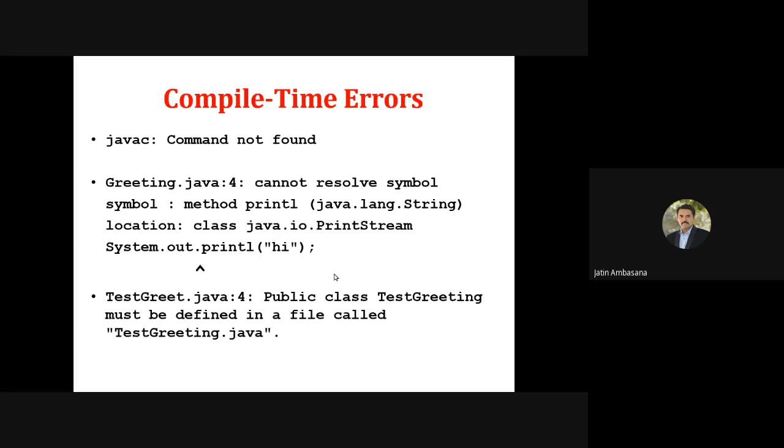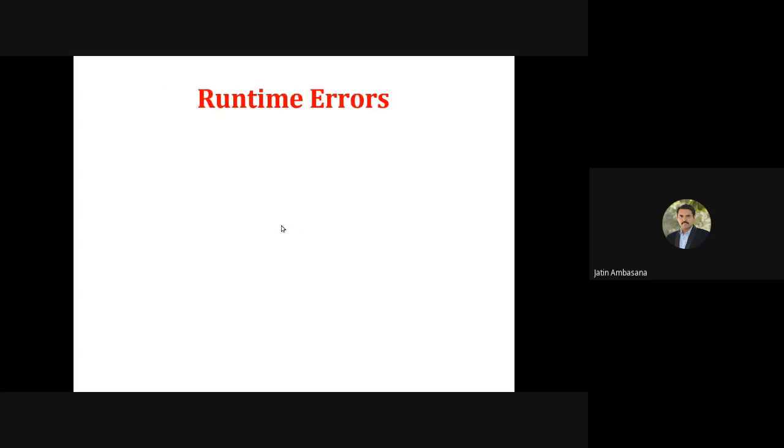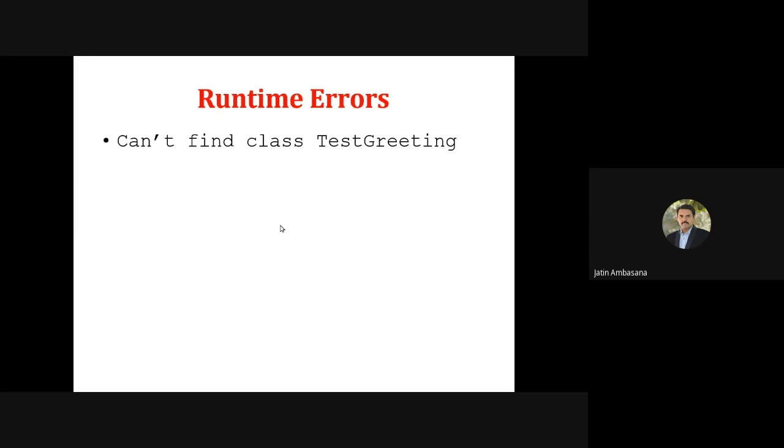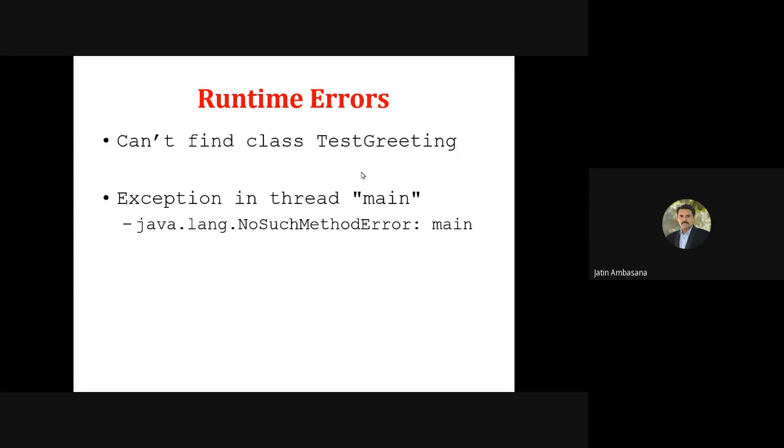See, this is how your error comes. Then there are some other errors like this: public class TestGreeting must be defined in a file called TestGreeting.java. These are some of the errors that might come during compile time. And if runtime errors are there, then it can be something like this: can't find class TestGreeting, because this class name would not be available in the classpath. The way we have defined path, there is also something called classpath.